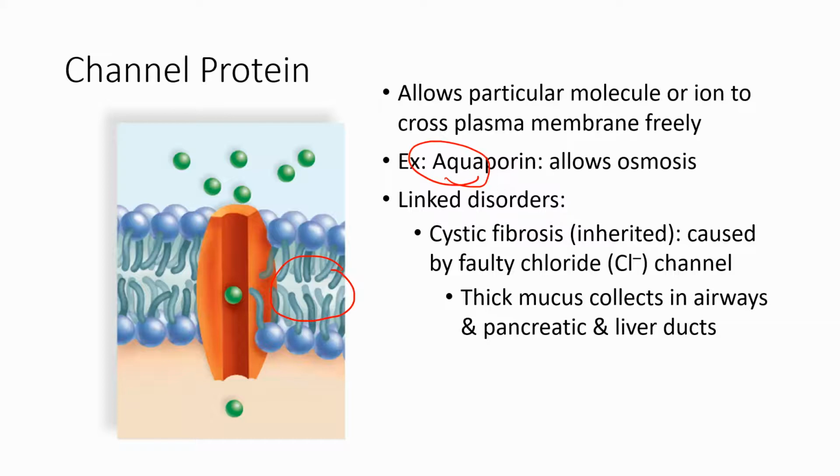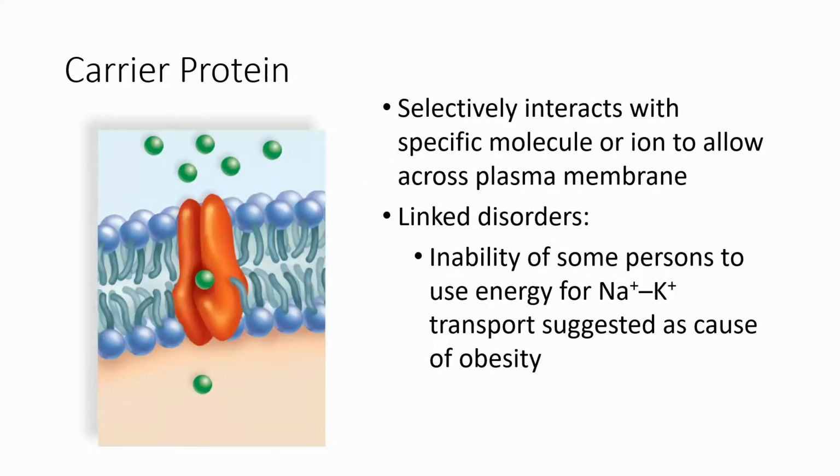There are some disorders that are linked with malfunction of certain channel proteins. I have here listed, for example, cystic fibrosis, where you have a chloride channel that allows chloride ions to pass that malfunctions and causes health effects that can limit the lifespan of a person with that trait.